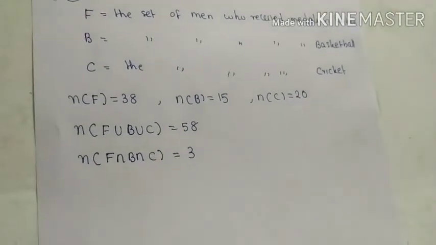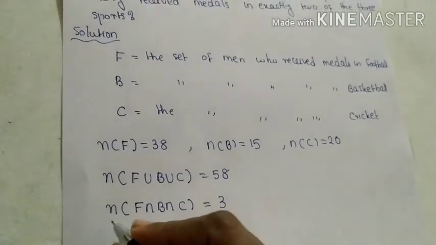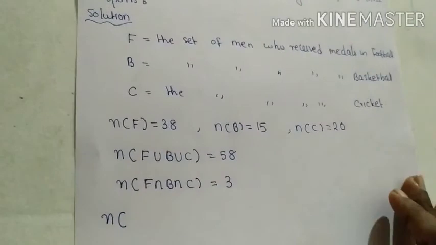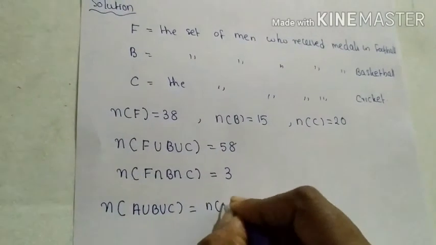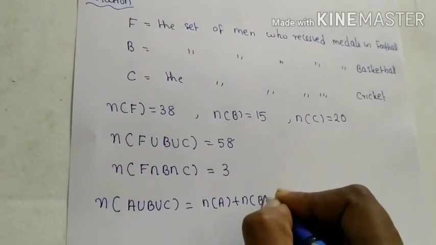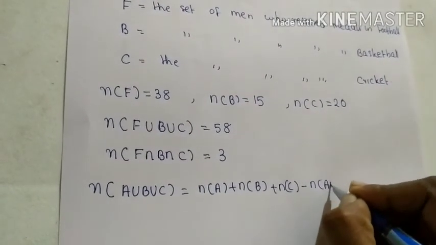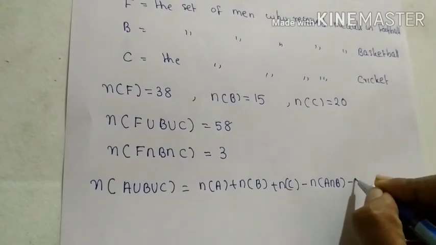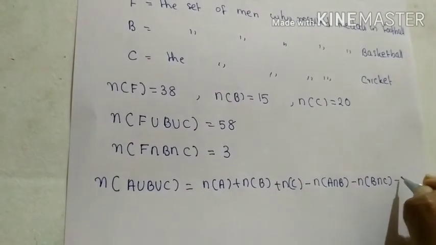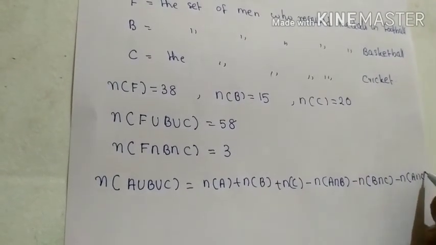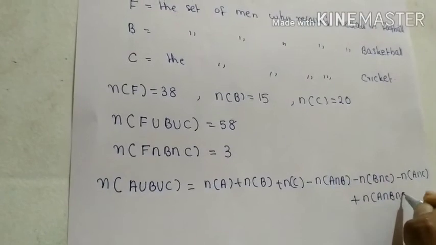So here we are going to apply the formula of three sets A, B, C. So what will be the formula of three sets? N of A union B union C is equal to N of A plus N of B plus N of C minus N of A intersection B minus N of B intersection C minus N of A intersection C plus N of A intersection B intersection C.